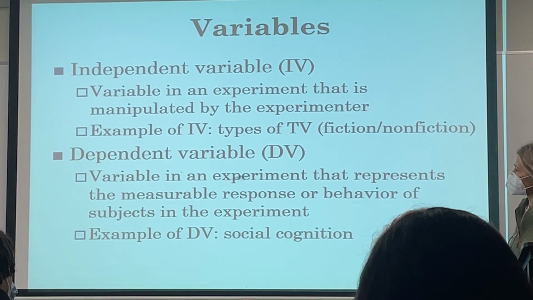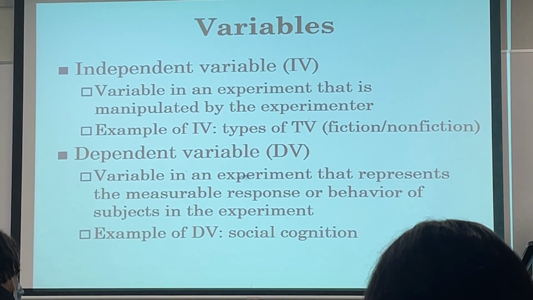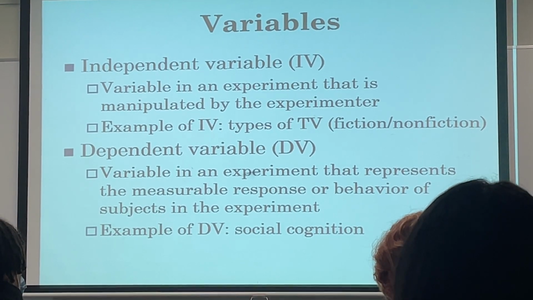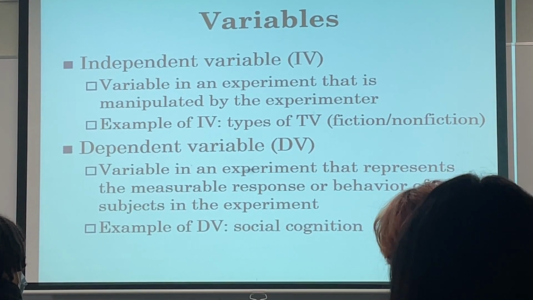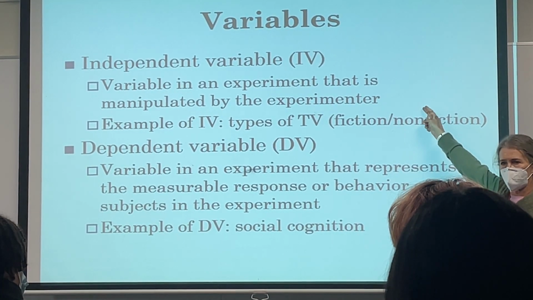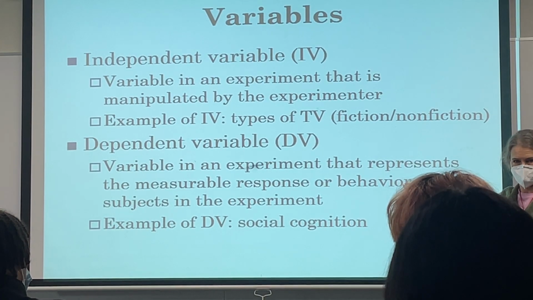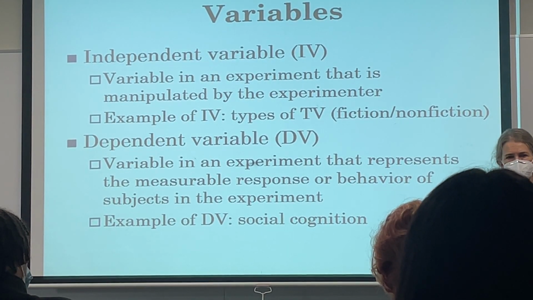In our example, types of TV. The dependent variable is the one that's measured, also called the outcome variable. The dependent variable is the one that we assume is being caused by the independent variable. The independent variable is assumed to be the cause. This is the one that's being caused, the effect. Cause, effect. Is that clear?